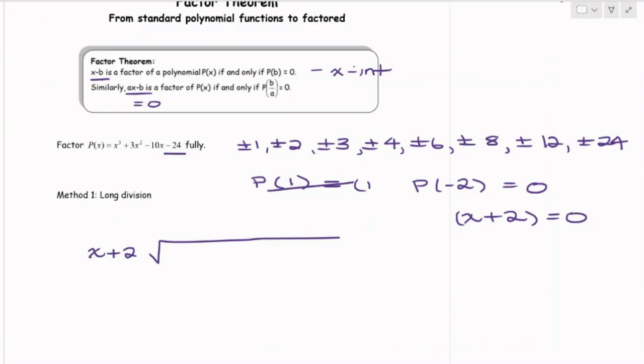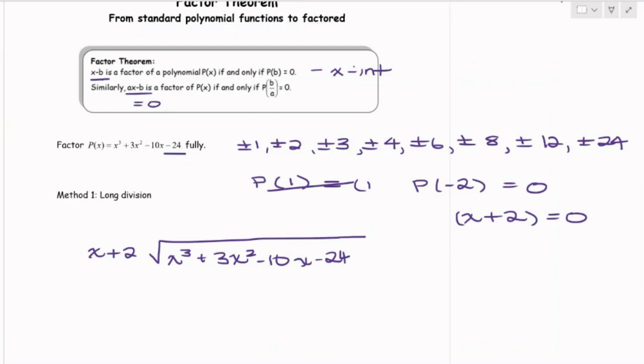And right now, I have x to the 3, x to the 2, x to the 1, and that's it, and 24. So I have all terms, none are missing. If x to the 2 was missing, I would put it in as 0x to the 2, okay? So x to the 3 plus 3x squared minus 10x minus 24, okay?